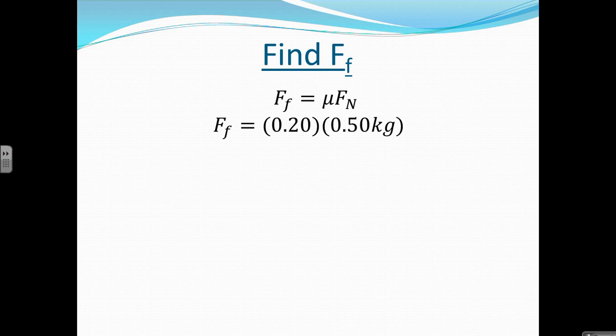So we're going to find the force of friction. The force of friction is equal to the coefficient of friction multiplied by the normal force, and the normal force for the block is mass times gravity. So this is 0.2 times 0.5 kilograms times 9.8, and that is equal to 0.98 newtons. I left off the 9.8 meters per second squared on the end, but this should be 0.2 times 0.5 kilograms times 9.8 meters per second squared. That is equal to 0.98 newtons.